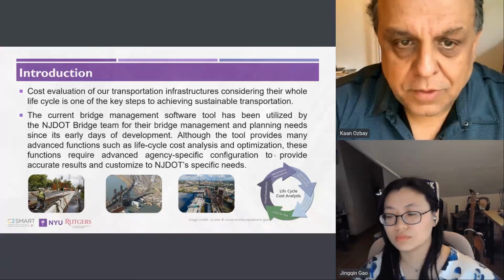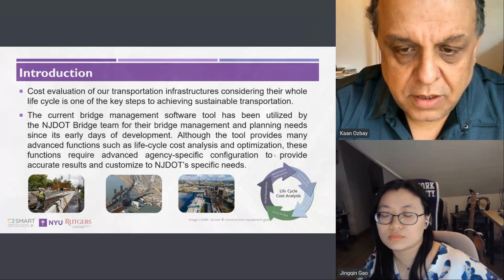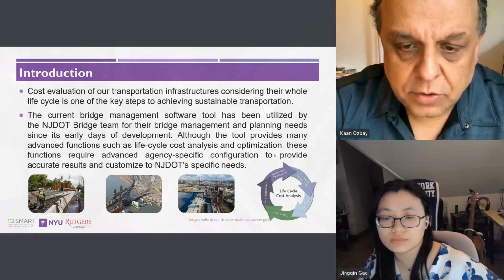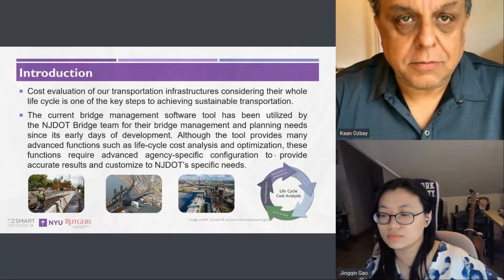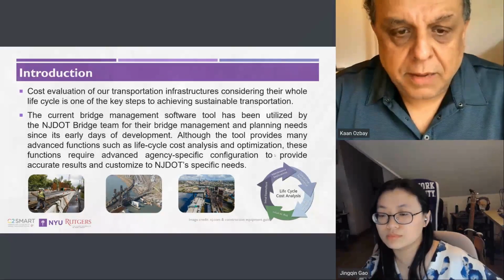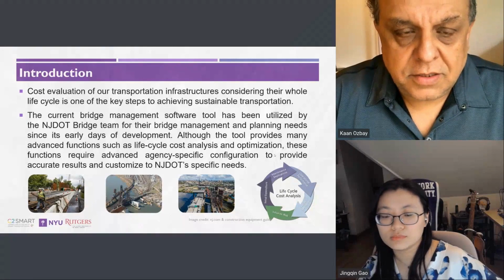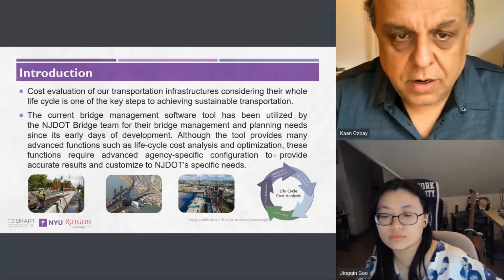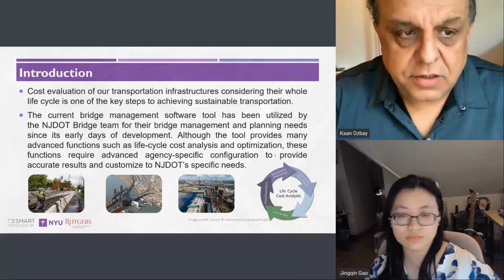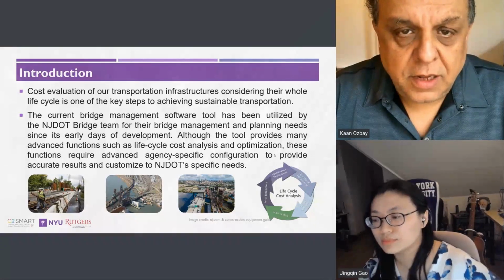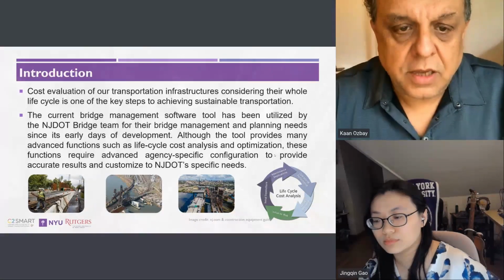But like any other advanced software tool, it's not always very easy to use. And sometimes you want something a little bit simpler and quicker to use. The other thing is most of these very professional, production-level software tools are kind of black box, so they need to be opened up a little bit and then studied more carefully. That was also part of our task, looking at different assumptions and functions and input that were part of the bridge resource management tool that NJDOT is using.